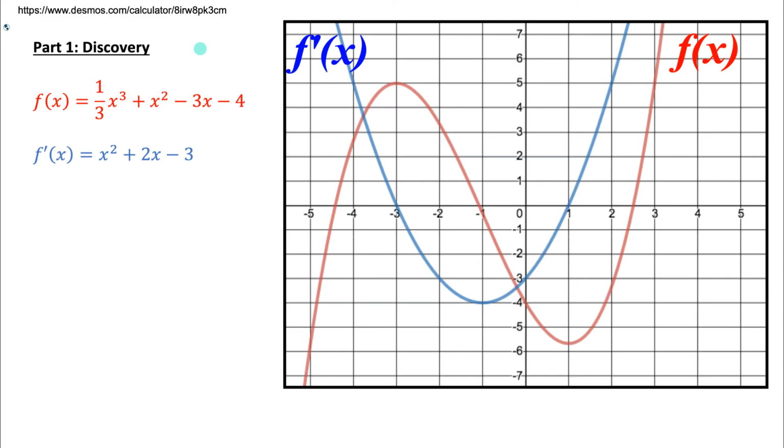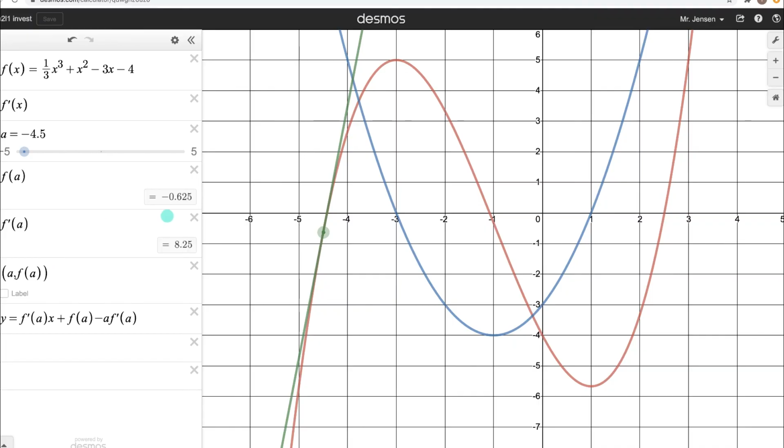I have the graph of a function in red and its derivative in blue. So the red function is f(x), the blue function is f'(x). I've also put these graphs into Desmos, and I have Desmos telling us the value of the function at a given x value and the value of the derivative at that same x value. And I'm controlling the x values up here.